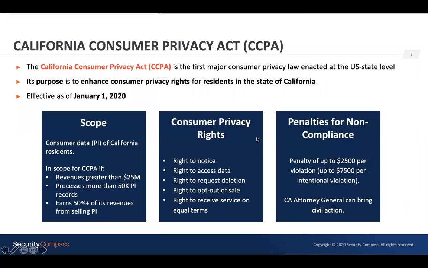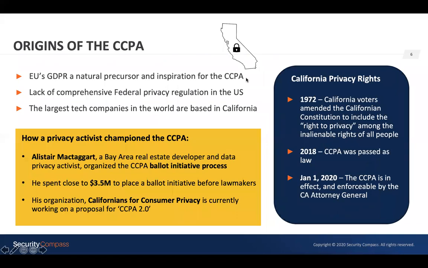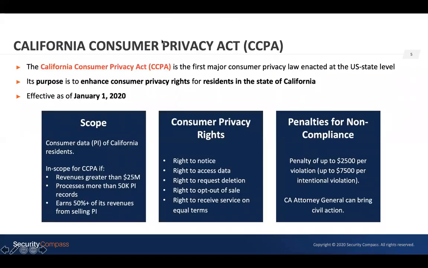All right, we'll dive into the first section. I wanted to give you some background into the CCPA. The California Consumer Privacy Act is the first major consumer privacy law enacted at the US state level. It has been in effect since January 1st, 2020, and its purpose is to enhance consumer privacy rights and privacy notice requirements for residents in the state of California.